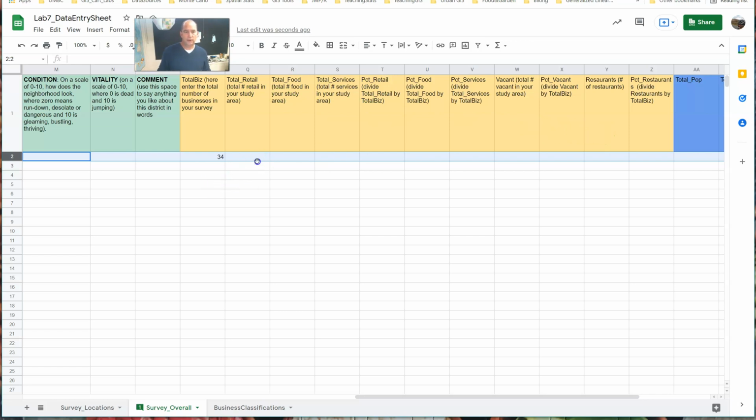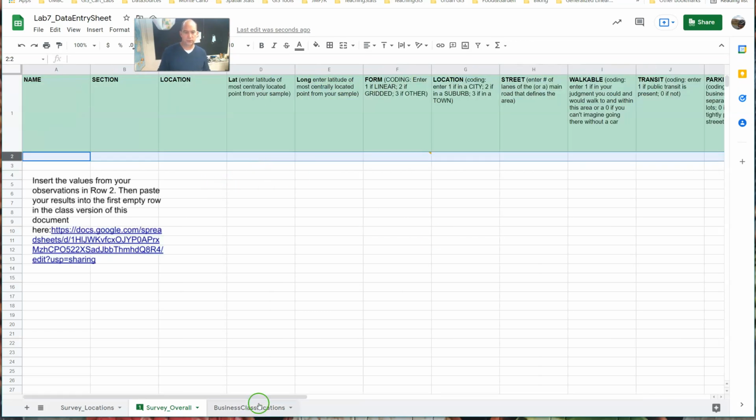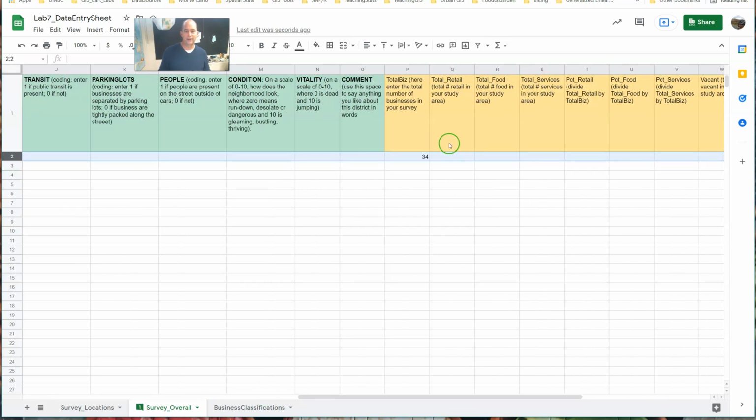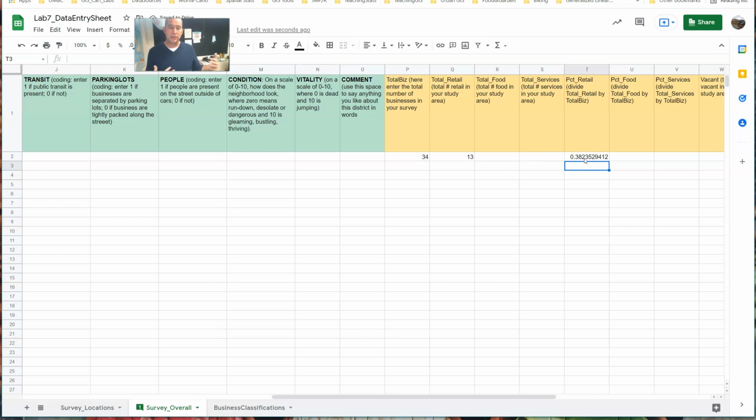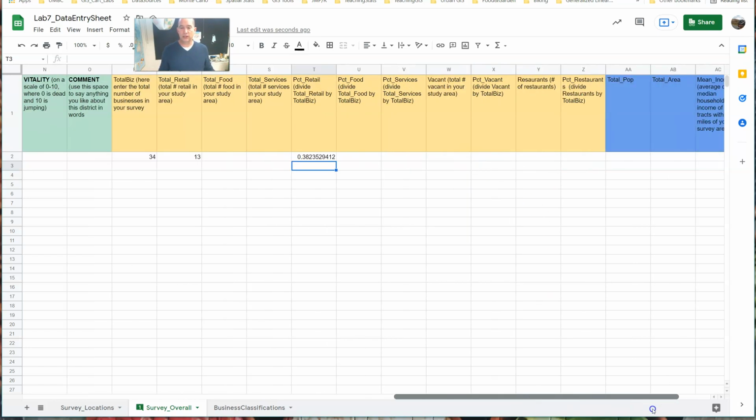If I then know that there are 13 retail establishments in my study area, I'd put in 13. Then over here where it says percent retail, I'll just enter a formula, which is equals 13, the total number of retail establishments, divided by 34, enter, and I know that 38% of the businesses in my study area are retail establishments. Now, knowing those concentrations and how they vary from study area to study area will tell us something about study areas overall, or business districts overall. So these are all things you're going to calculate directly out of your observations.